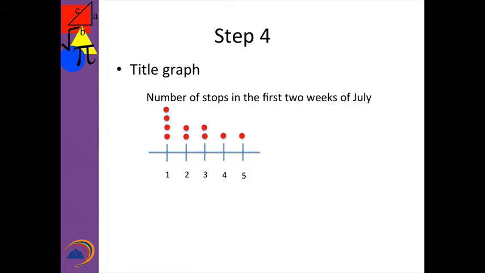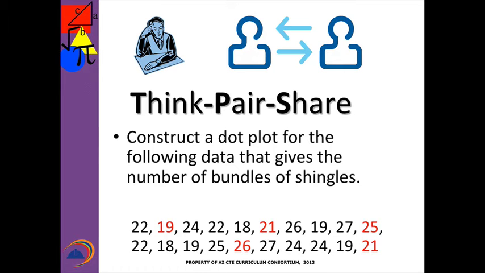There was my answer, number of stops in the first 2 weeks of July. Now, think, pair, share. I want you, with your partner, to construct a dot plot for the following data, given the number of bundles of shingles. The ones in red you need to fill on your note taker, and then I want you to go ahead and make a frequency table first. We're going to do this step by step.